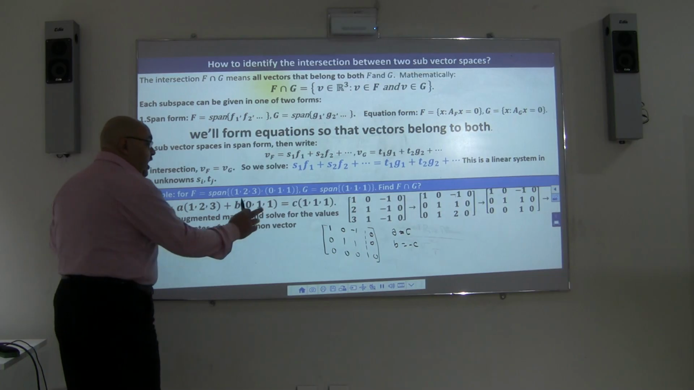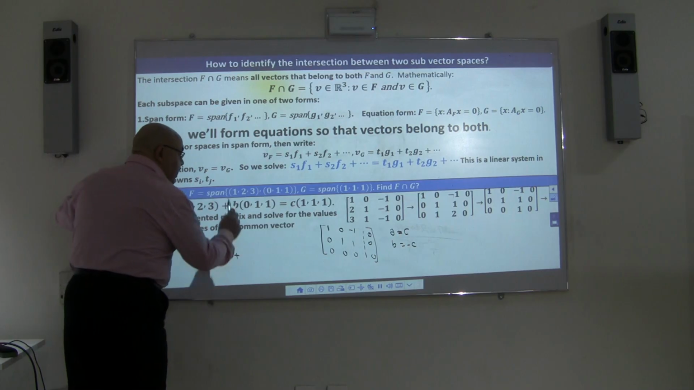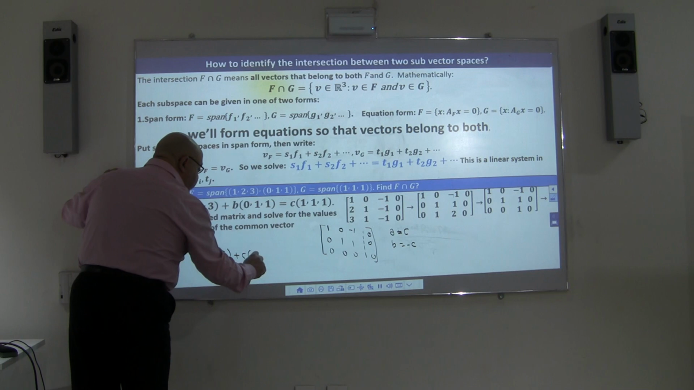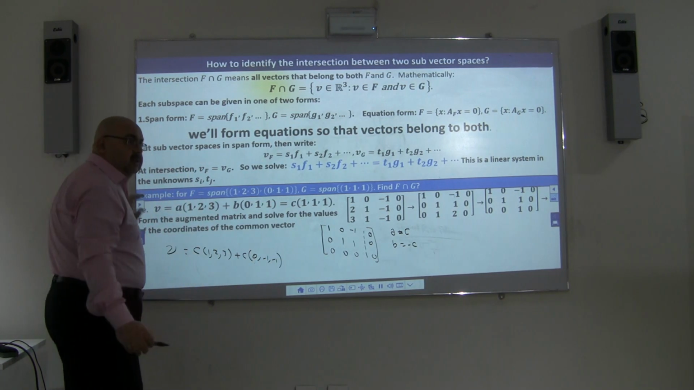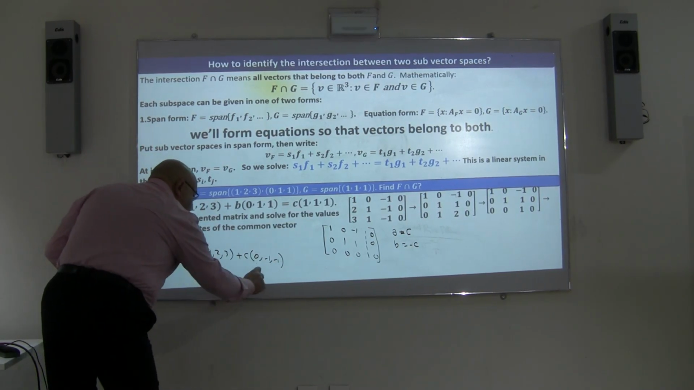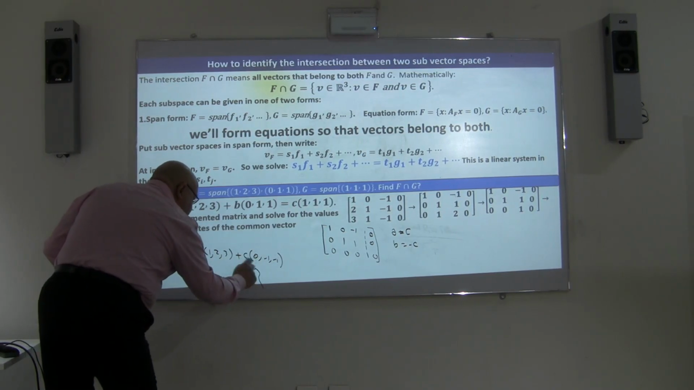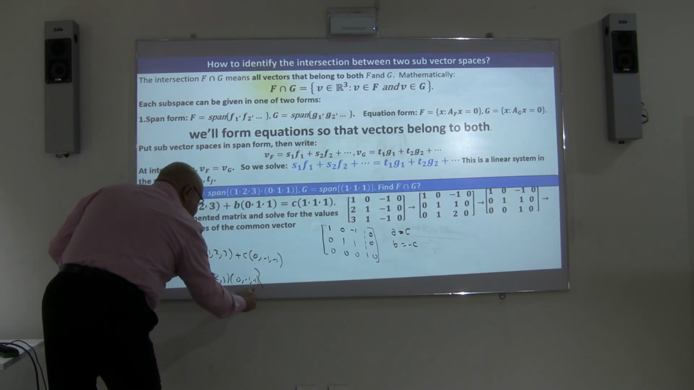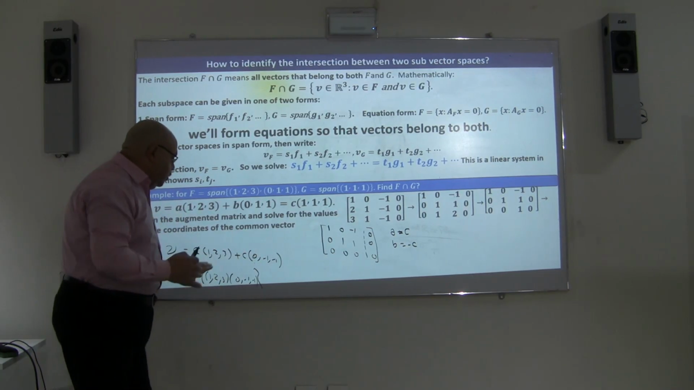So V is going to equal C times 1, 2, 3, plus, I will replace B by -C, so it's going to be C times 0, -1, and -1. And that's the shape of the set of vectors for the intersection, which can be represented by the set of 1, 2, 3, and 0, -1, and -1.